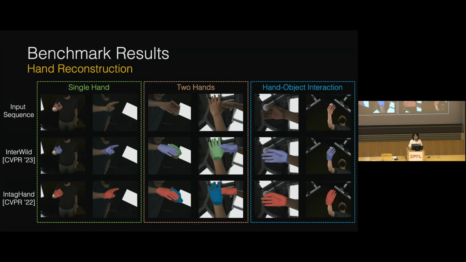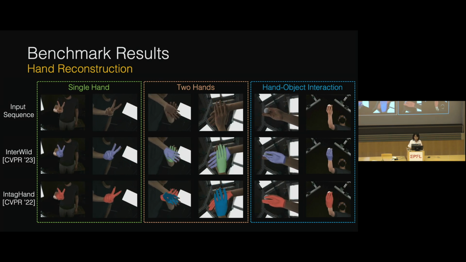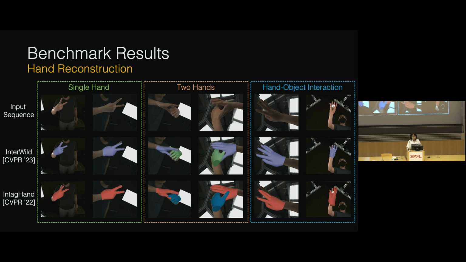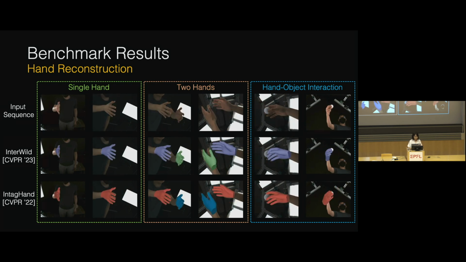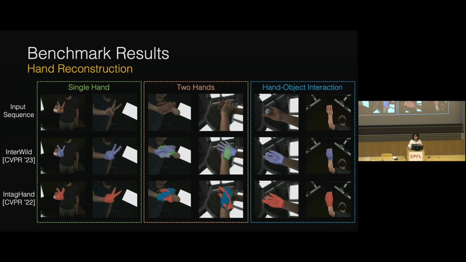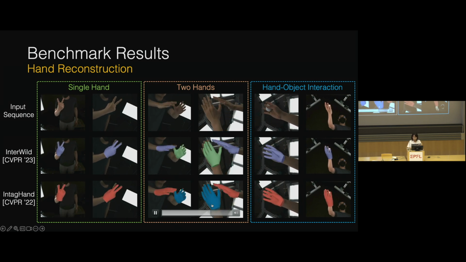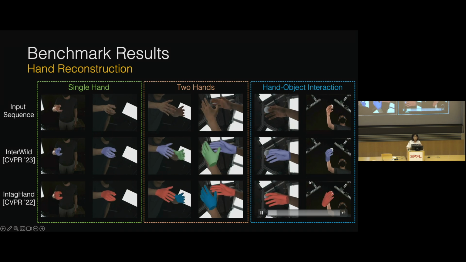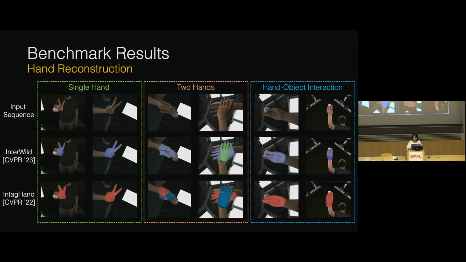So with our data set, we can benchmark deformable tracking and reconstruction algorithms since we have ground truth to compare with. And here are some results on evaluating hand reconstruction algorithms. We can see these algorithms work quite well on one-hand scenes, but their performance may not be very stable on two hands or hand-object interaction scenes that have large occlusions.